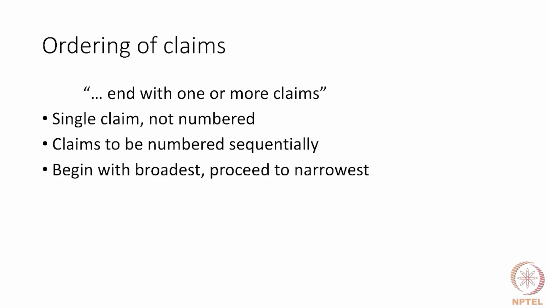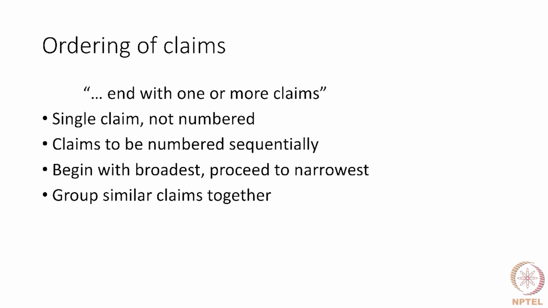Now, you normally begin with the broadest claim and proceed to the narrowest. So you would have a broad claim. If claim number 1 is the independent claim, it would be a broad one. Claim 2, if it is dependent on claim 1, will be a narrower claim. And claim 3, if it is dependent on claim 2, will be the narrowest claim, in case you have 3 claims for your invention.